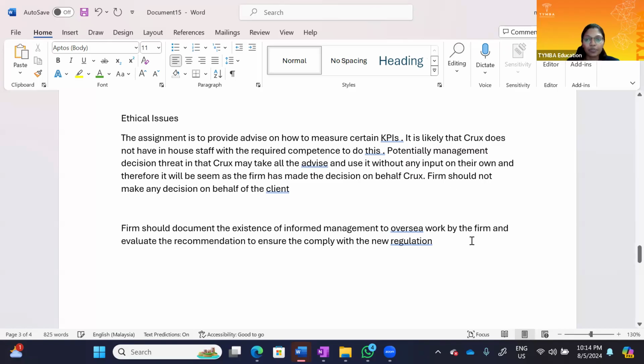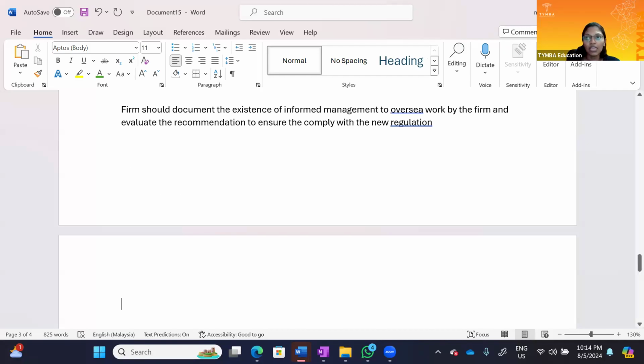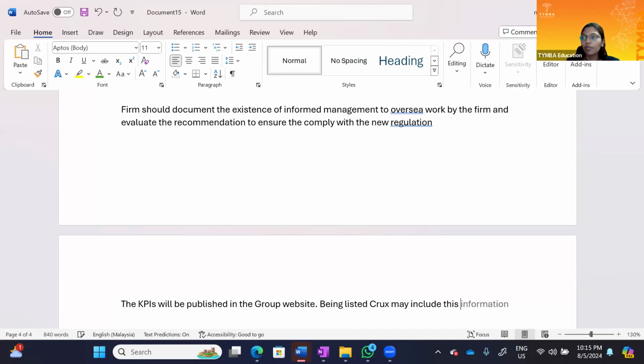Okay, now second one is on the self-review threat. So the KPIs will be published in the group website. They're going to publish this in the group website and being listed, Crooks may include this same KPIs in its annual report. Okay, so now it's getting dangerous already.